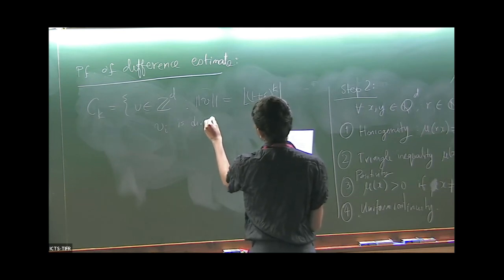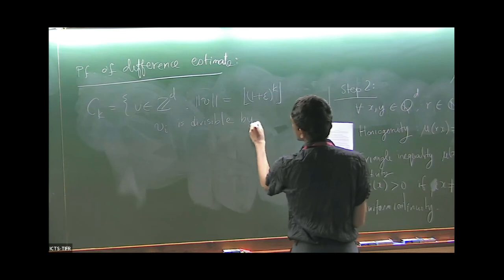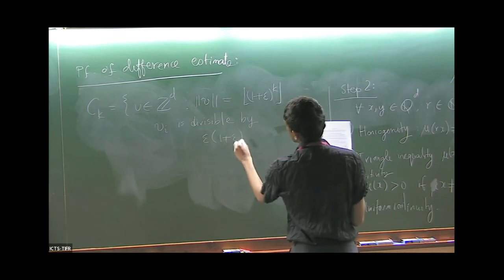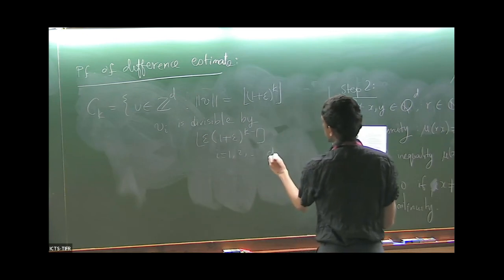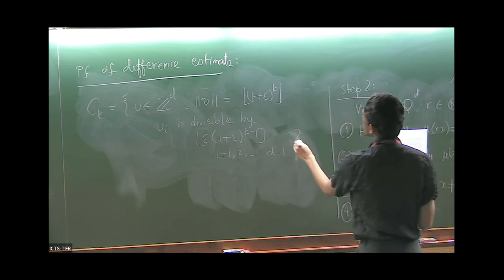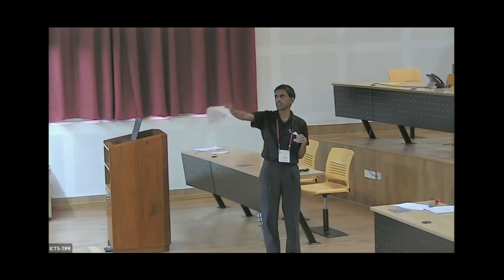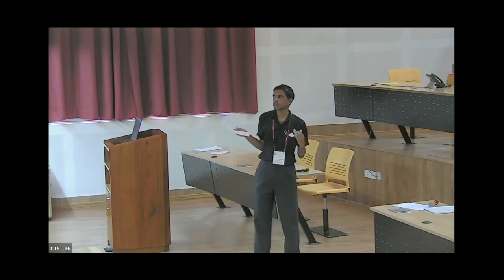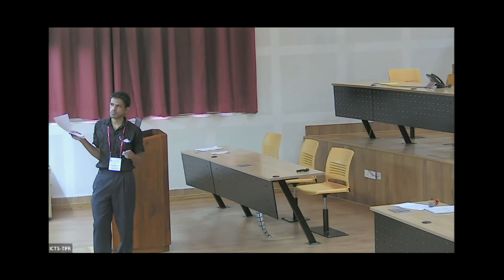So I cannot take all such points, so I'll have to limit the number of points. Because I'm looking at the L1 ball, I only have d minus 1 degrees of freedom. So I look at the L1 sphere of radius 1 plus epsilon to the k, floor signs, I'll not say explicitly. And then the first d minus 1 coordinates, I want them all to be divisible by this quantity, epsilon times 1 minus epsilon to the k minus 1.